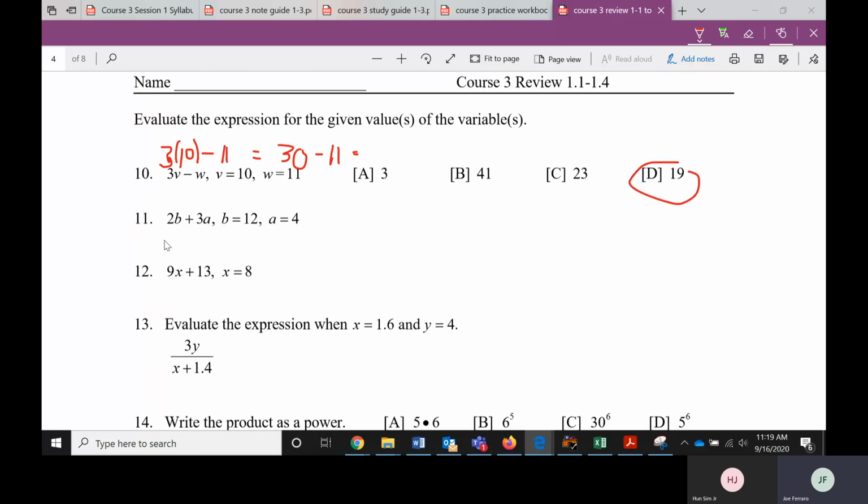Okay, here, no multiple choice, 2 times B, and B is 12, plus 3 times A, A is 4. So 2 times 12 is 24, plus 3 times 4 is 12. You add them together, you get 36.